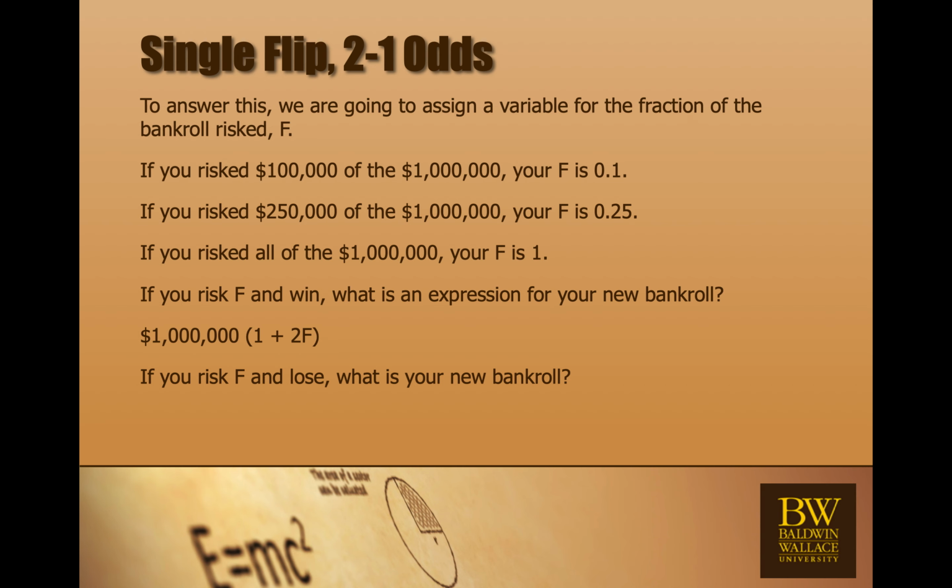If you risk F and lose, what is your new bankroll? Well, if you risk F and lose, you only lose F. And you're losing it, so you have to subtract it. So it's 1 minus F times 1 million. And in our example, if F is 0.1, 1 minus 0.1 is 0.9. 0.9 times 1 million is $900,000.